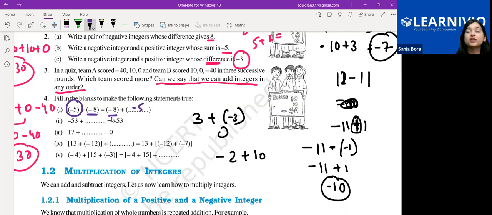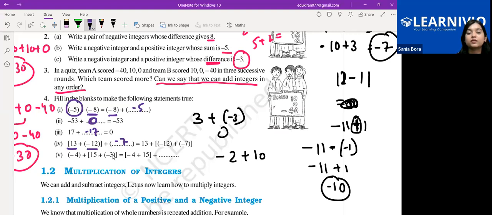Okay. Now the next one. Minus 5 plus what will give you minus 5? Very easy. Zero. Priyanka, you tell me. Zero, ma'am. Everybody, 0. Then 17 plus what will give you 0? Minus 17. Very good. And this one over here, 13 is given, minus 12 is given. What is missing? Minus 7. Yes, ma'am.